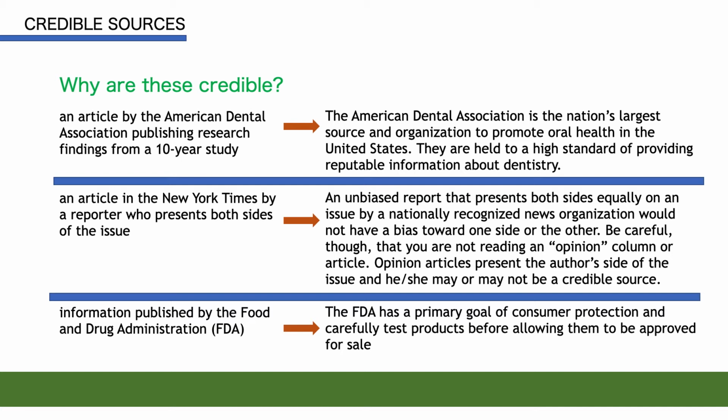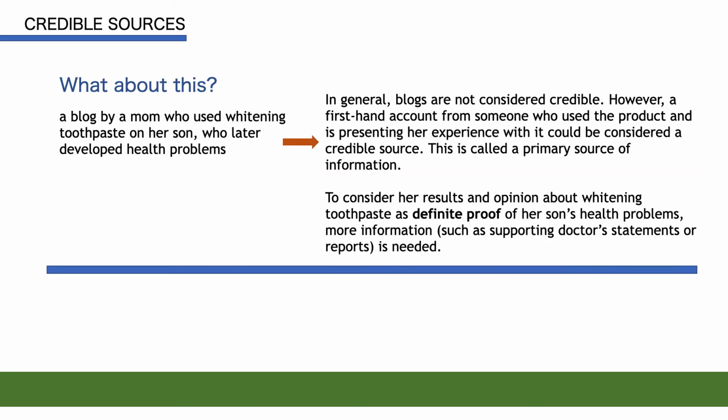Read through these explanations. In general, blogs are not considered a credible source of information. However, a first-hand account from someone who used a product and is presenting her experience with it could be considered a credible source. This is called a primary source of information. Now, to consider her results and her opinion about whitening toothpaste as definite proof for the health problems, more information or evidence, such as supporting doctor statements or report, would be needed to make this a credible source.